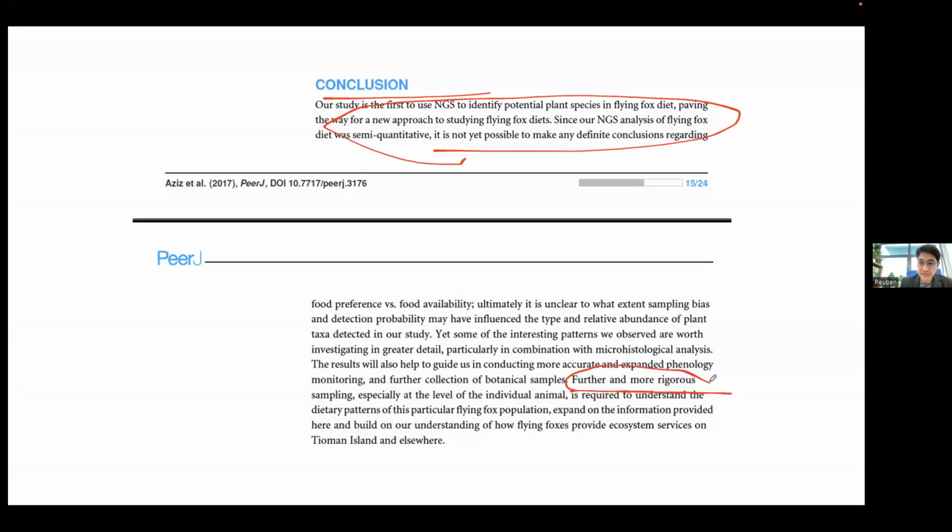You can announce the further research here. Furthermore, rigorous sampling is required to understand dietary patterns. Don't use the same words of "more research is needed to do this" or "more investigations are needed." Try to be more specific.